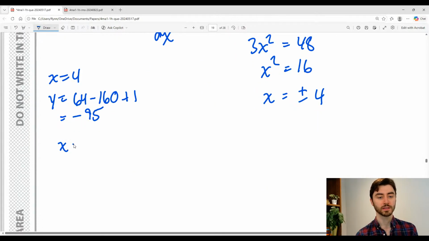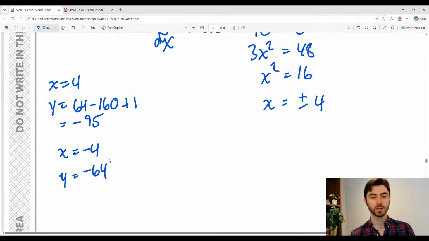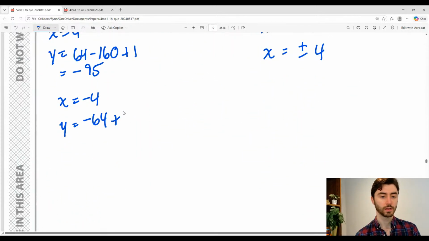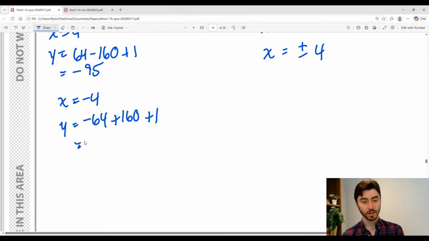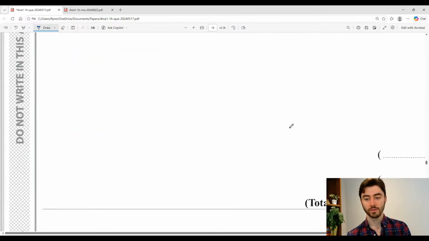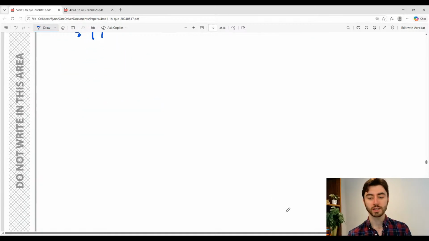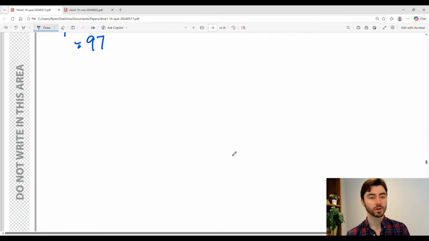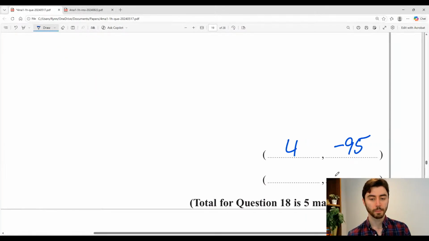And when x is equal to minus 4, y is equal to minus 64 plus 160 plus 1. So it's 160 plus 1 minus 64, which is 97. So my coordinates are, do I have? Yeah, I do. So it's 4 and minus 95. And it is minus 4 and 97.